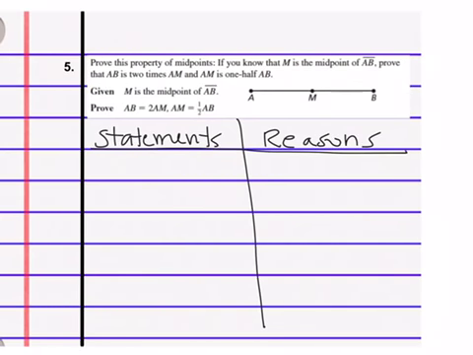Okay, prove this property of midpoints. If you know that M is the midpoint of AB, prove that AB, the whole segment, is 2 times AM, and AM is 1/2 of AB. So, sounds like a lot, but we can do this. So we're going to start with what was given to us. So set up your first line. Given M is the midpoint of AB. So that should be your first line.